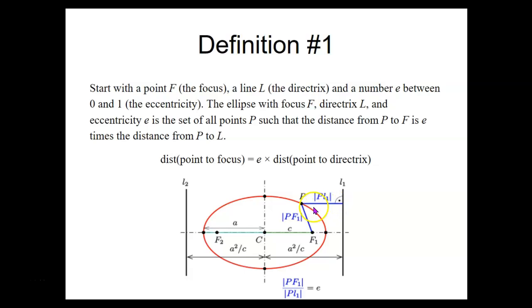So that means for every point on the ellipse, the distance from that point to the focus is E times the distance from that point to the directrix. If we left out the E times part, that would be the definition we saw last time for a parabola. So in a way, if you pick 1 for the eccentricity, then you no longer have an ellipse, instead you have a parabola.